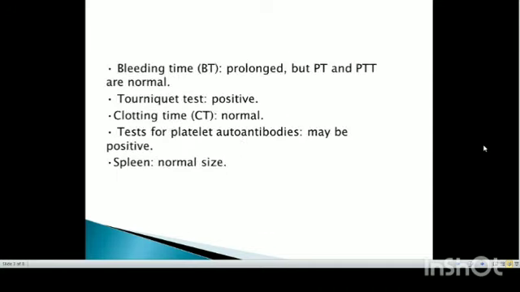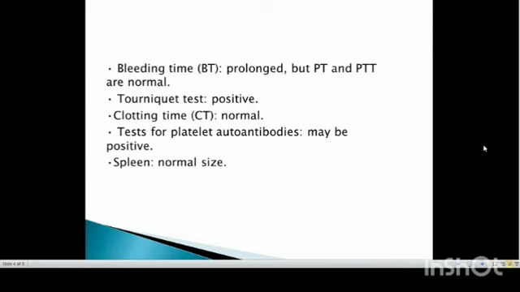Now coming to the bleeding time and the other tests: bleeding time is prolonged, but prothrombin time and activated partial thromboplastin time are normal. Tourniquet test is positive, clotting time is normal, and the test for platelet autoantibodies is usually positive.